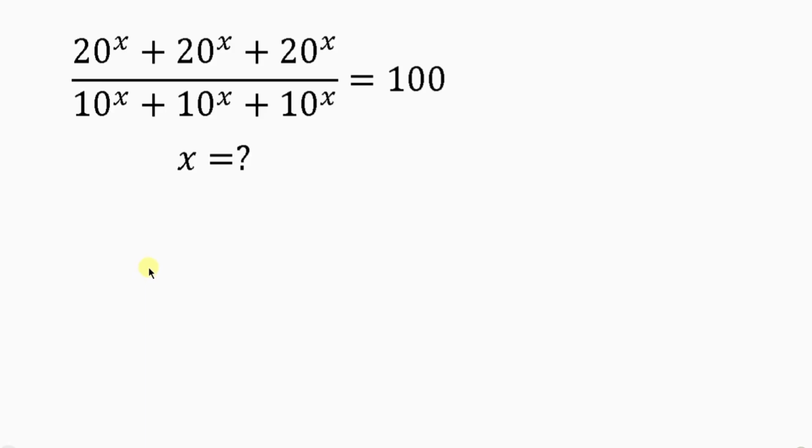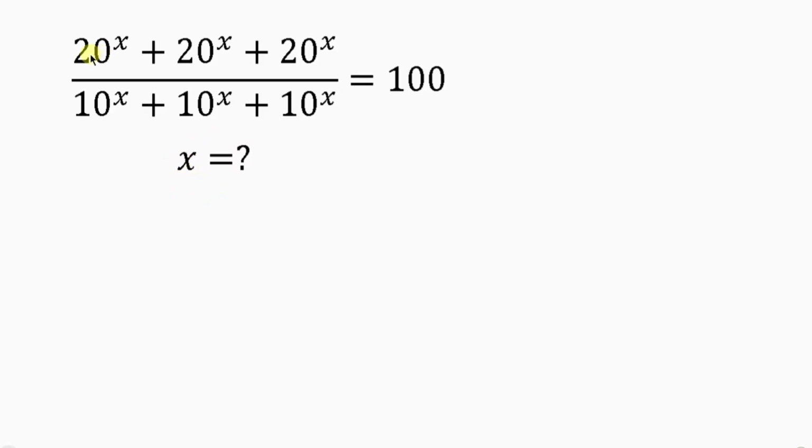We have a nice and beautiful question on the board that says 20 to the x plus 20 to the x plus 20 to the x, all divided by 10 to the x plus 10 to the x plus 10 to the x equal to 100. So we're required to solve for the value of x.